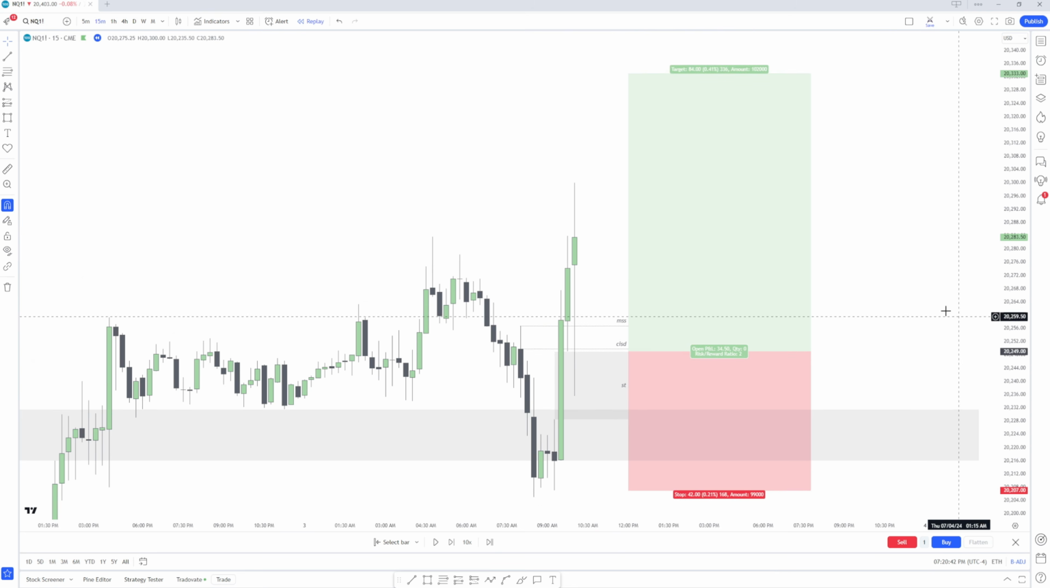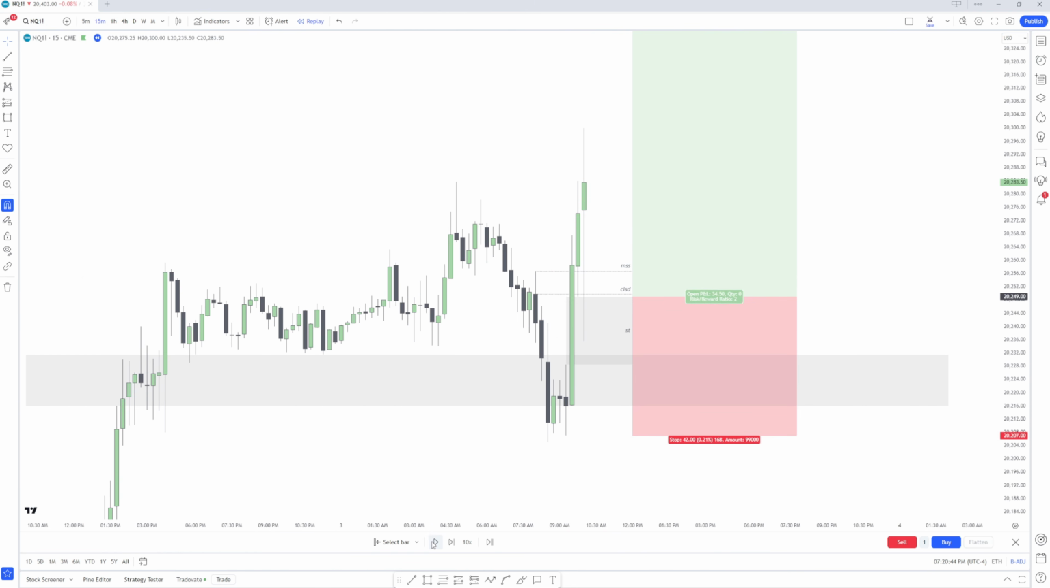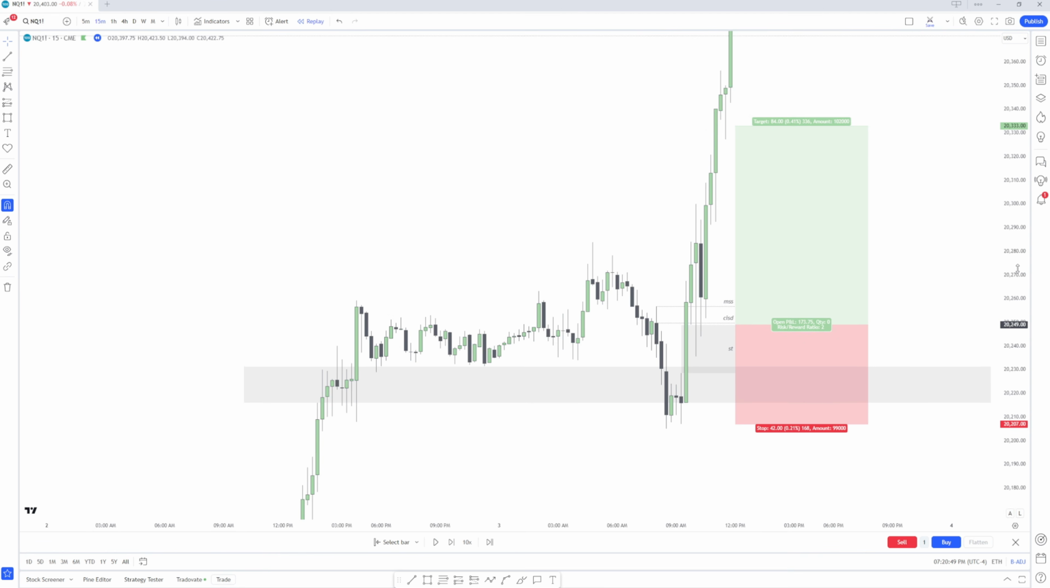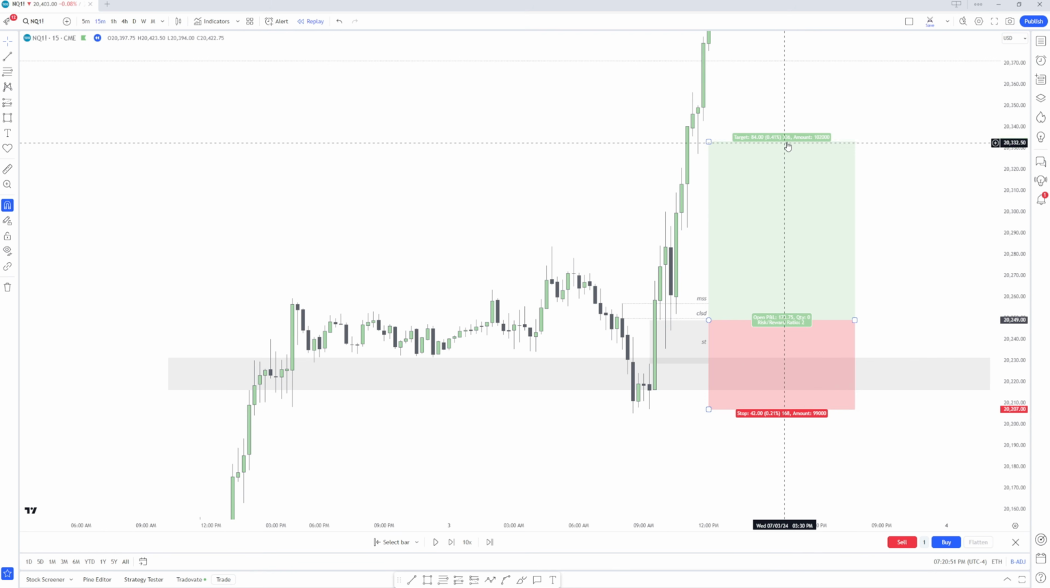I target 2R within that context that I've created on the higher time frame, and I just let price do its thing. I let the numbers play out. It either stops me out or it hits my target.